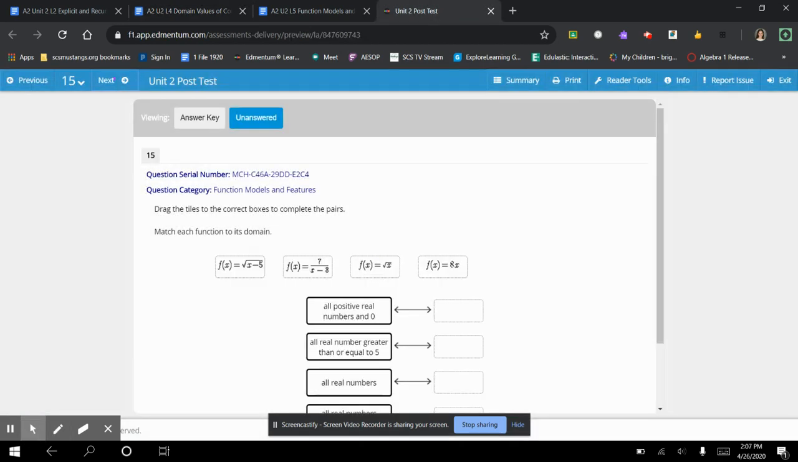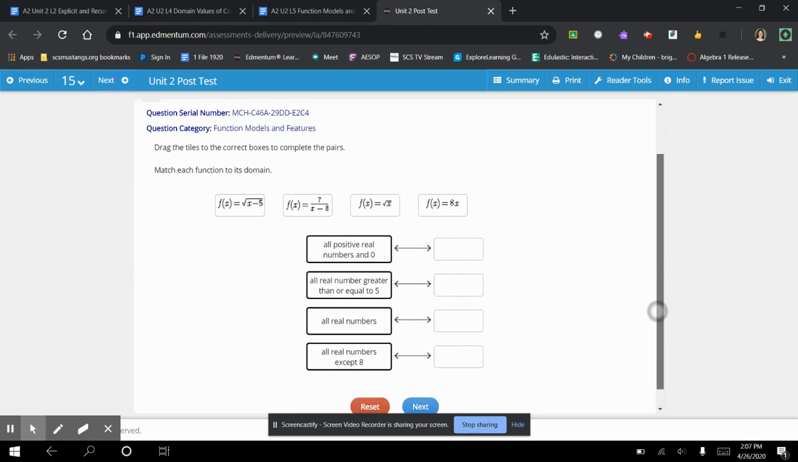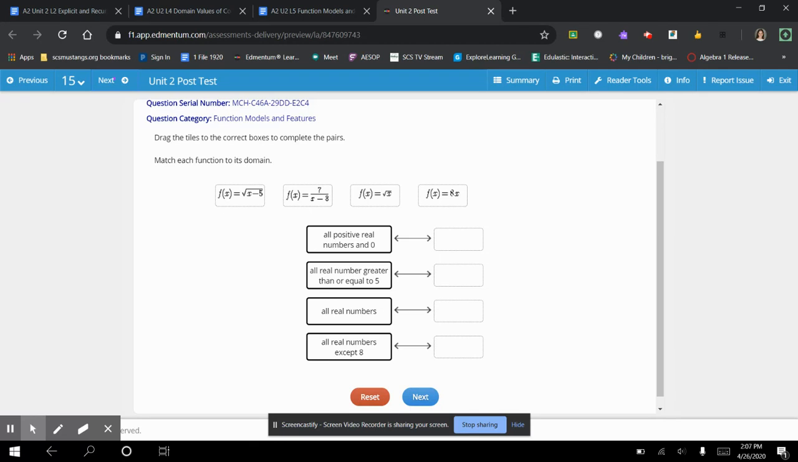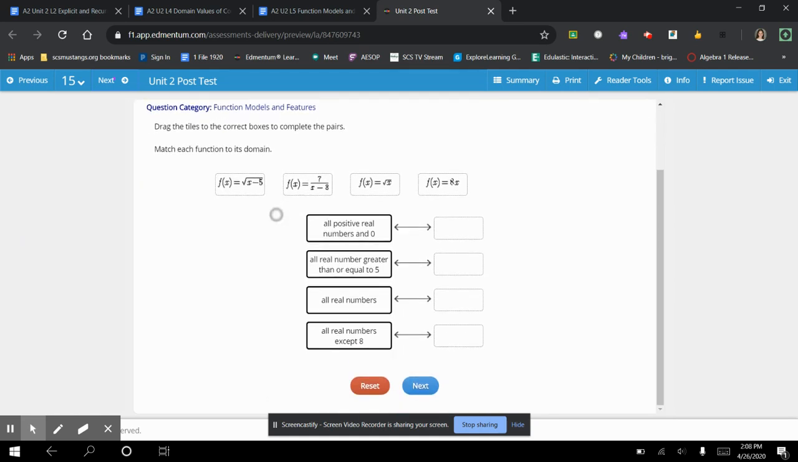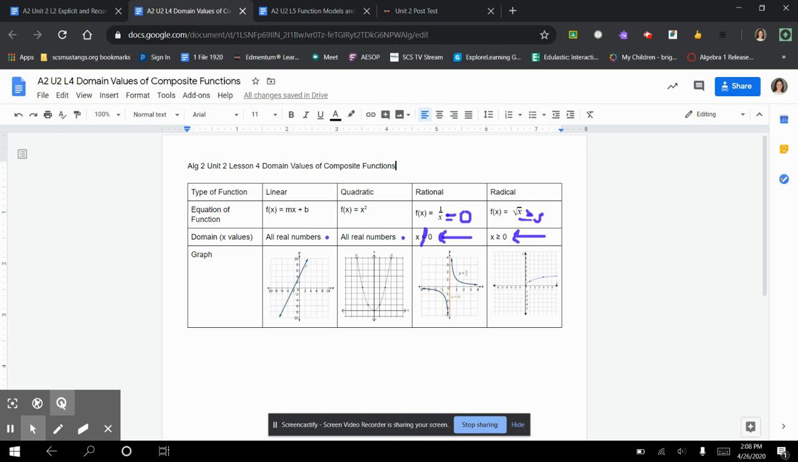All right, looking at 15, drag the tiles to match the correct boxes to complete the pairs. Match each function to its domain. So this one was lesson 5. It's a mixture of lesson 4 and lesson 5. Most of it is going to be in lesson 5. So with these, you've got to kind of solve them out, see what their domain's going to be, and then match them up based on those. So what I would do is I would solve this guy, figure out what its domain is going to be, and then match it up to one of those answers that they give us here on the left. And if you need the table for that one, there's the table for that one.